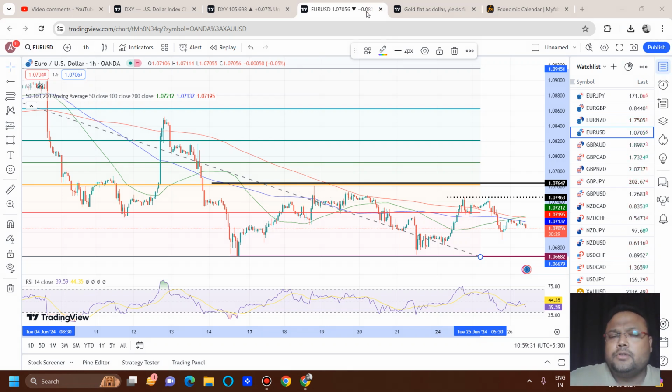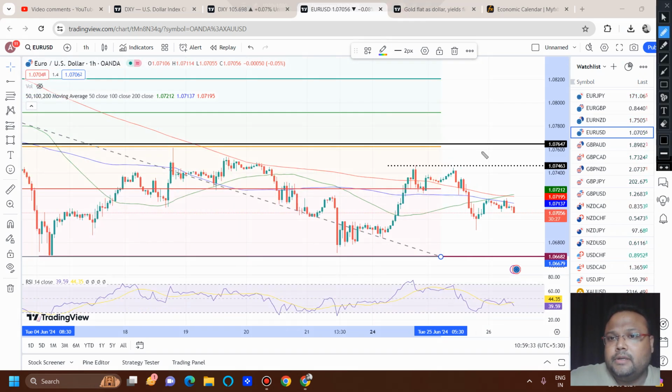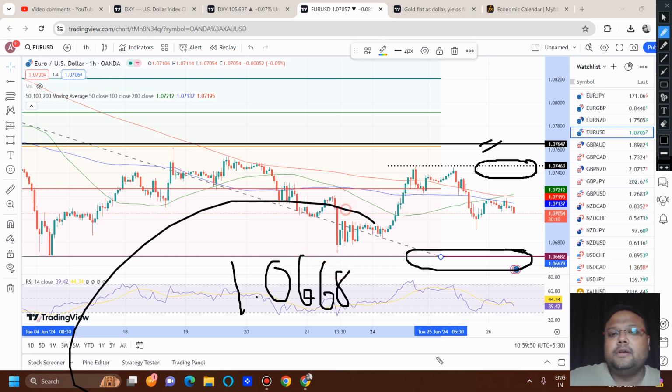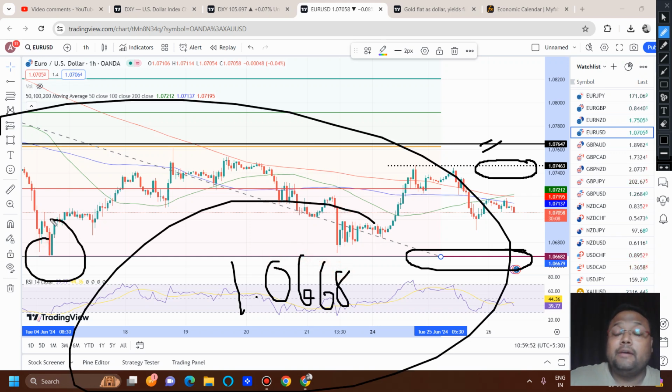retracement level. So in simple words, this is a better level to take a sell position than this, but as this level is far away from the current market price, that's why I mentioned the trading opportunity around this area. And on the other hand, if market drops, we can look for a buy around this area, 1.0668, the support made by the market or the level from where market bounced previously.